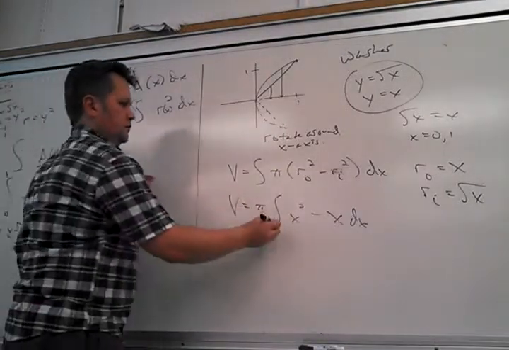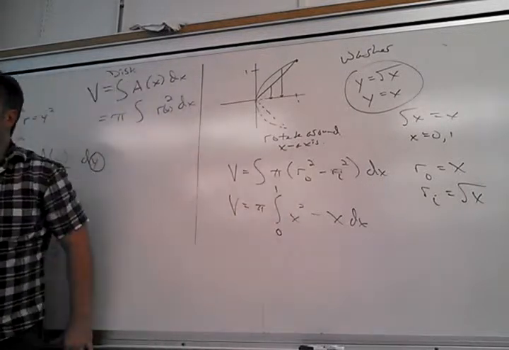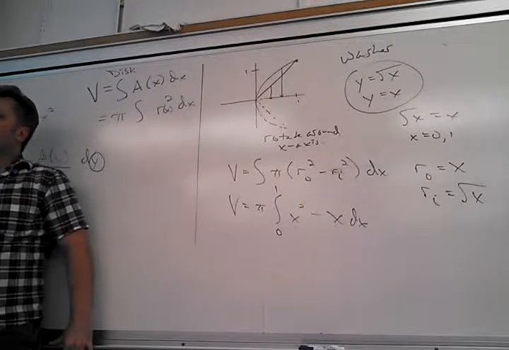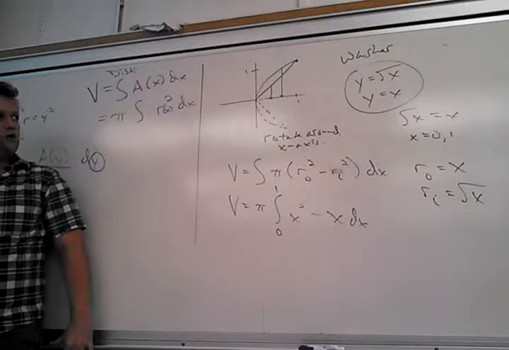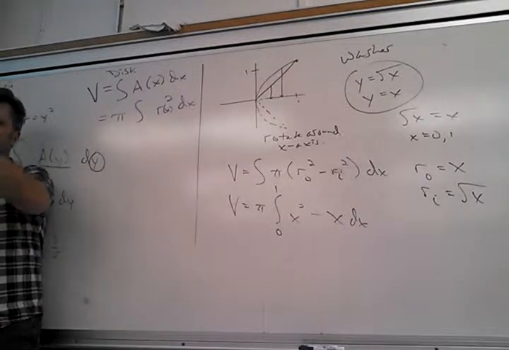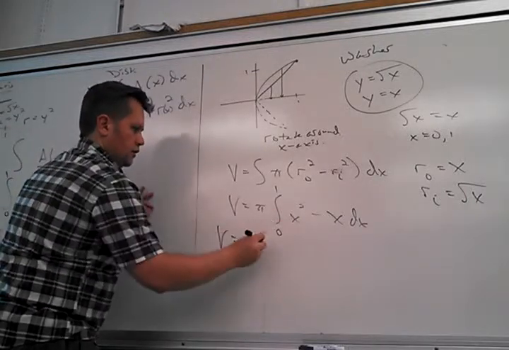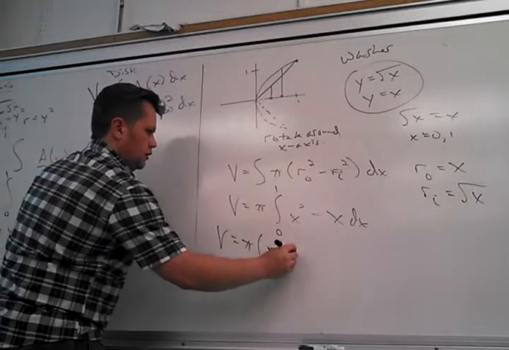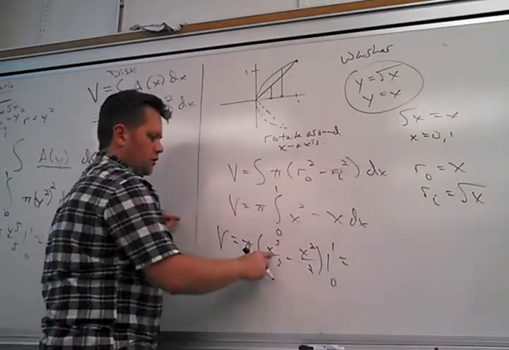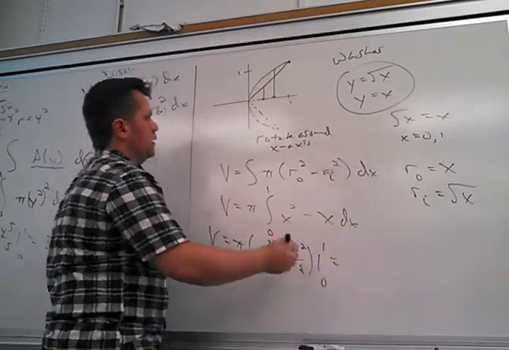From what to what? 0 to 1, because we figured out that's where they meet. Everything is determined by what you see in the first quadrant in this case, by the area that they gave you to rotate. So here I get the integral of that. I'm going to do this real quick: x cubed over 3 minus x squared over 2 from 0 to 1. So you get 1/3 minus 1/2, which is... do I get negative area?